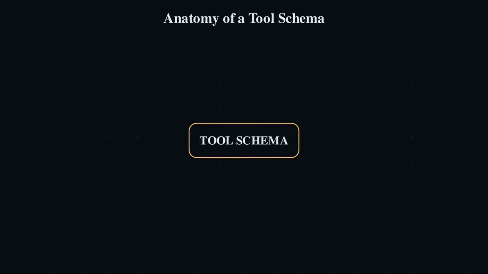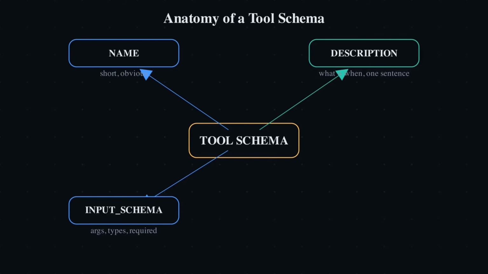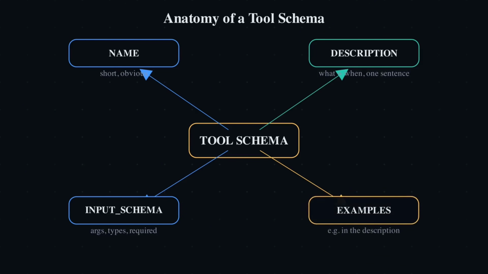One, a name: short, no spaces, obvious, not my own custom search function version 2, just a basic search. Two, a description: one sentence, what does it do, when would I use it. The model reads this first. Third is the input schema: what arguments does it take, what are the constraints, whether each is optional or required. Fourth, examples in the description. For example, search the latest AI breakthroughs, returns title, URL, snippet.